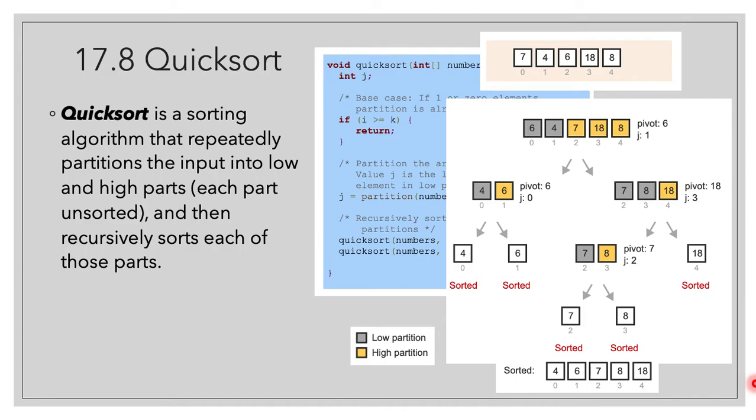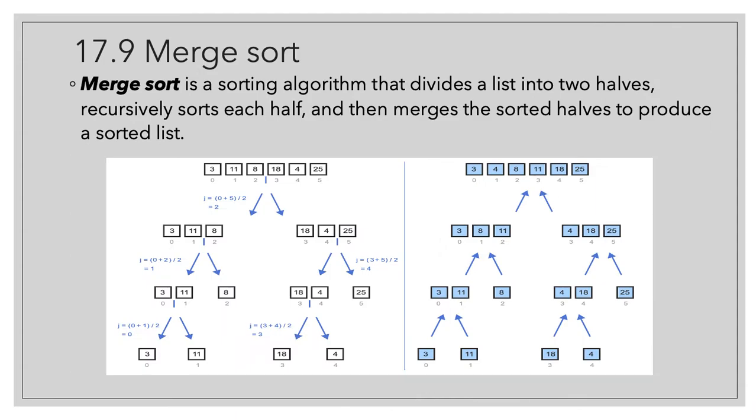And last but not least, we have merge sort. Merge sort is basically a sorting algorithm that divides the list into two halves. Here we have index 0 to 5, or 3, 11, 8, 18, 4 and 25. The list is divided in half, and from there another half, and once they are separated, they are sorted back in the reverse manner, in this case in ascending order.